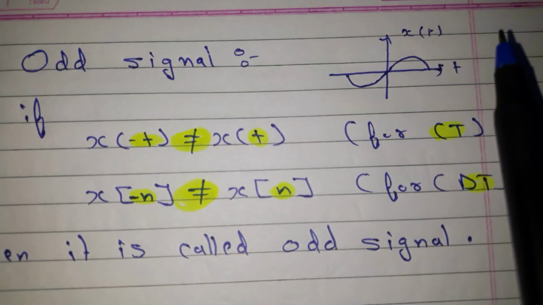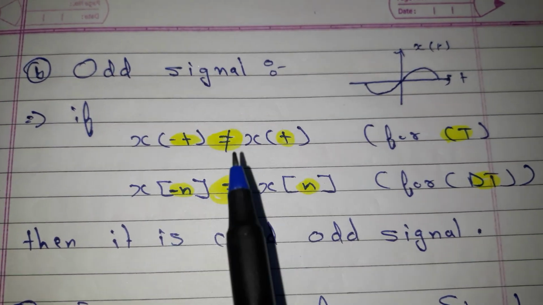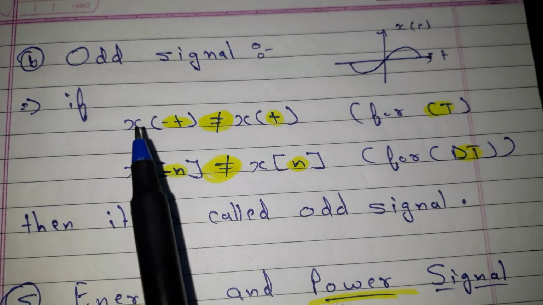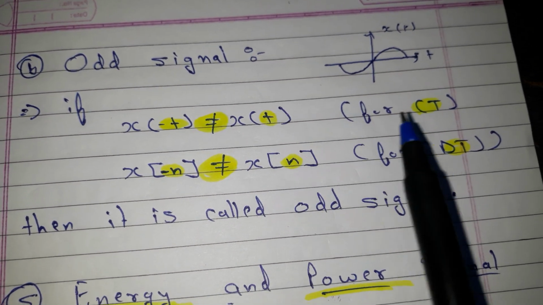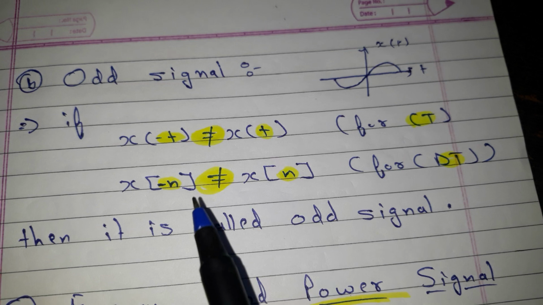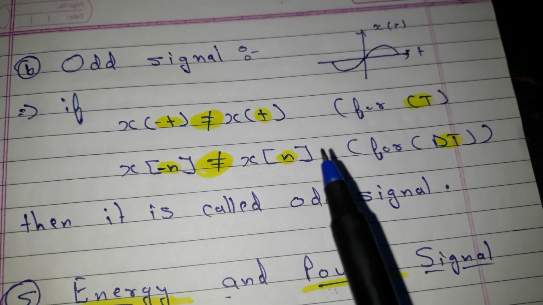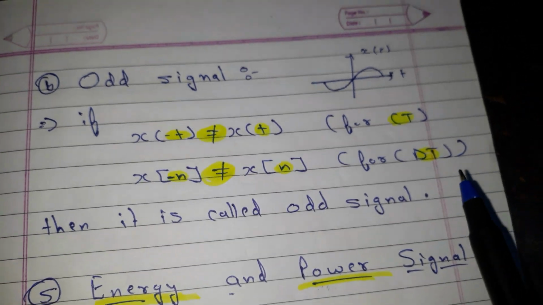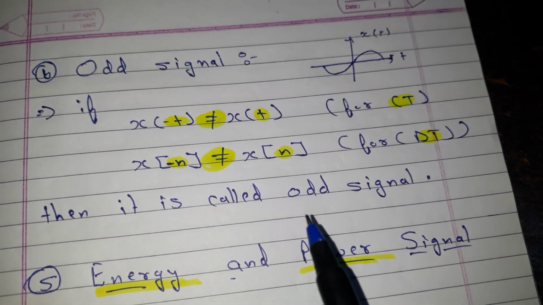The other type of signal is the odd signal. An odd signal is one where this condition is not satisfied: x(-t) is not equal to x(t) for a continuous time signal, and x(-n) is not equal to x(n) for a discrete time signal. So we can call this an odd signal.